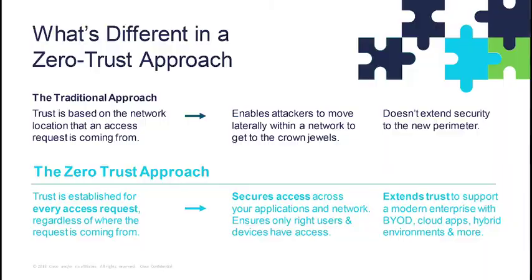Now, what's different in a zero trust approach? First off, the traditional approach was a perimeter-based approach, right? That leveraged a model where we established trust based on where you were coming from. And this enabled attackers to move laterally within an environment once they gained access. And it doesn't extend security to the new perimeter, such as cloud applications and mobile devices.